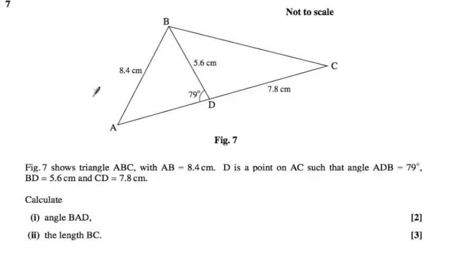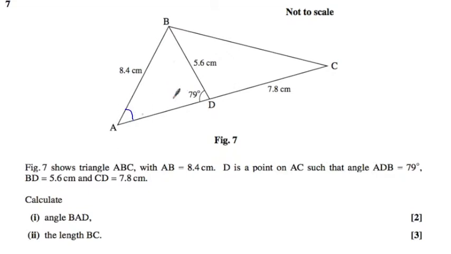Alright, question 7 is an angles question, and I can see it's in degrees, so I'd recommend straight away making sure your calculator is in degrees for that question. So we've got triangle ABC, AB is 8.4, D is a point on AC, the angle ADB is 79, BD is 5.6, CD is 7.8, find angle BAD, so they want this angle here.